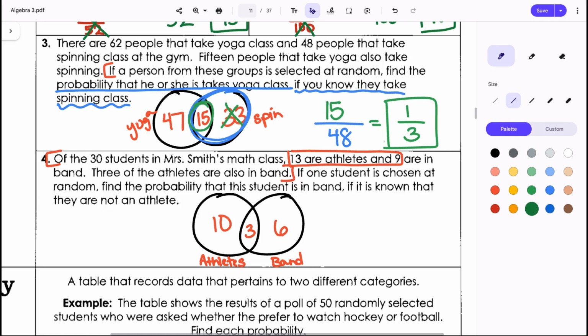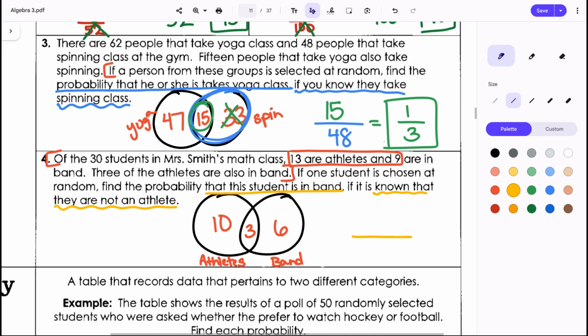All right, so now let's read on. If one student is chosen at random, find the probability that this student is in band if it is known that they are not an athlete. All right, so let's start with the not an athlete, because that's going to be the number that goes on the bottom. Using your Venn diagram, how many do we have that are not athletes? 6. Okay, but how many were we missing up above?